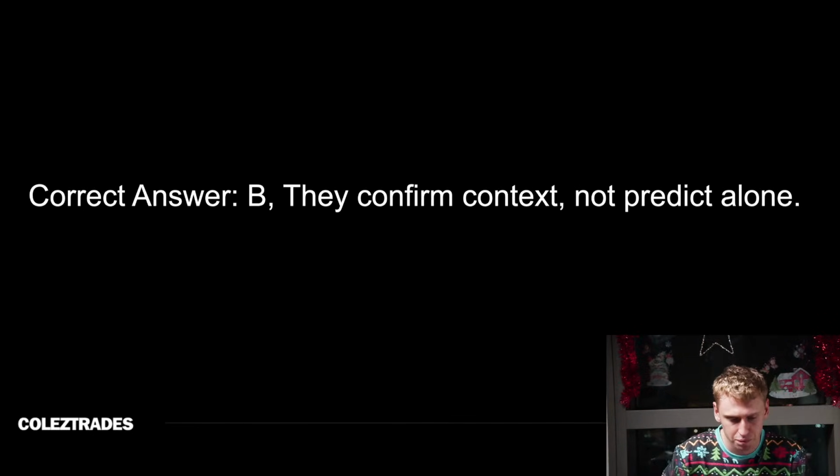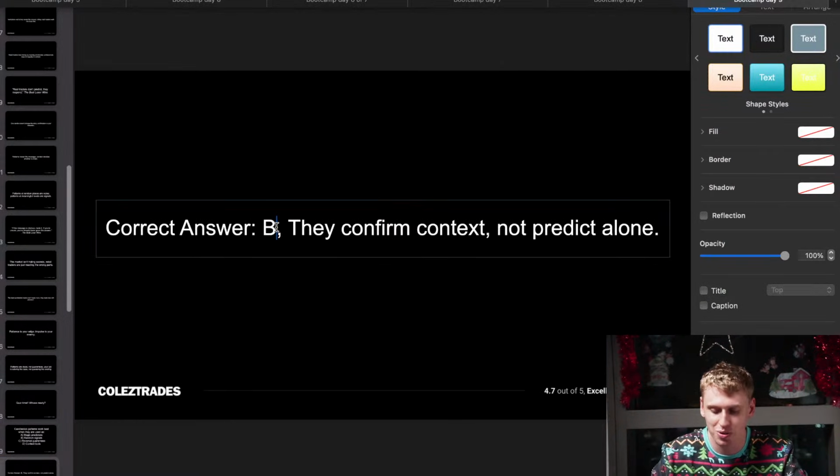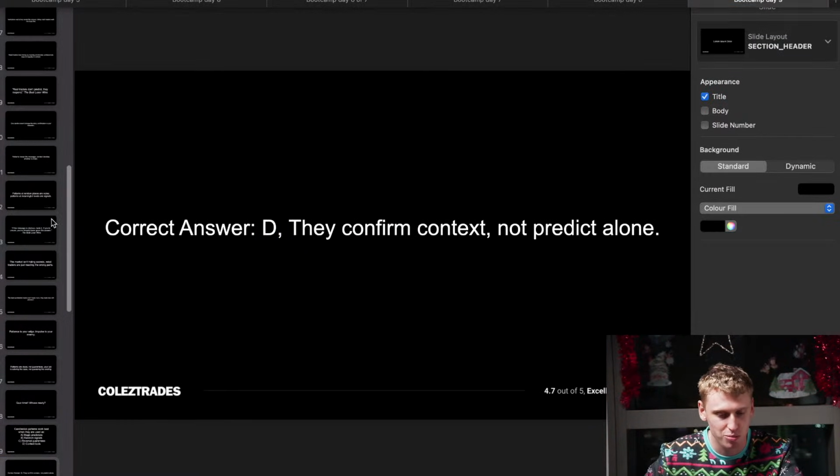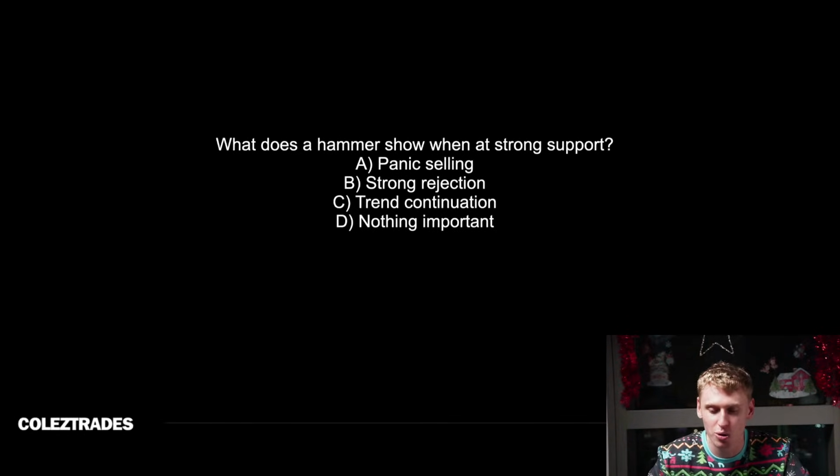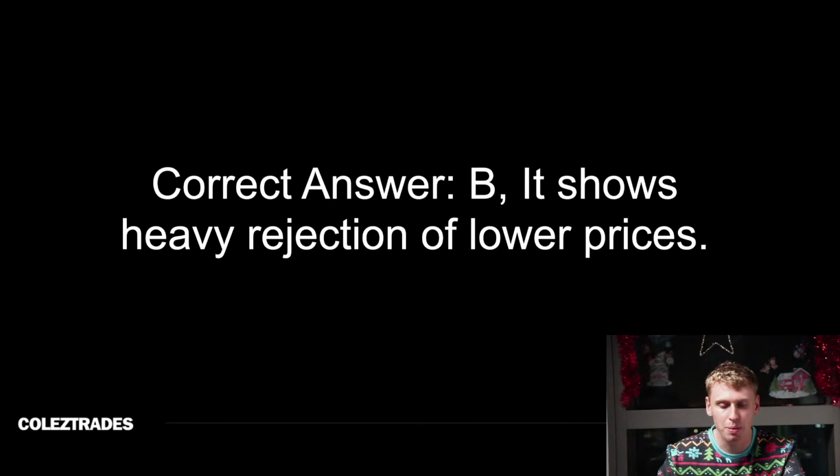So yeah, D. Oh, it is D. Sorry. Confirm the context. I swapped the answers around, because I always put them as B. What does a hammer show when at strong support? Panic selling, strong rejection, trend continuation, nothing important. Appreciate that, Katie. B, it shows heavy rejection of lower prices.